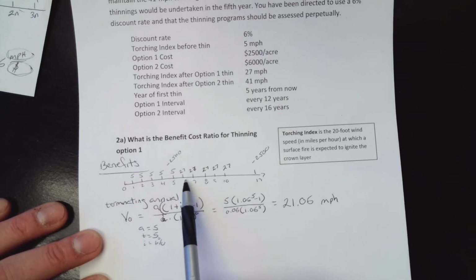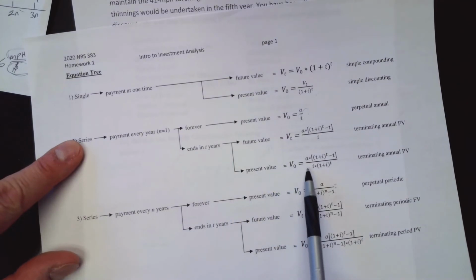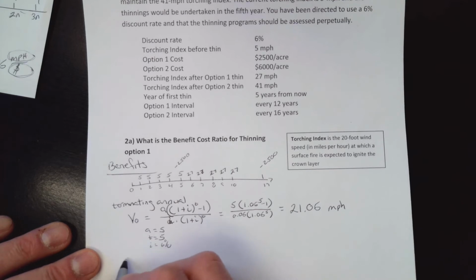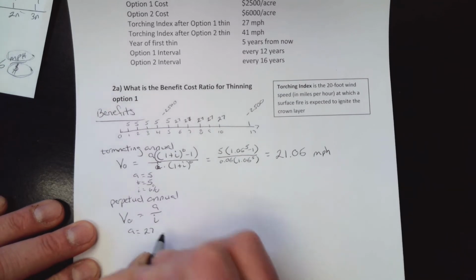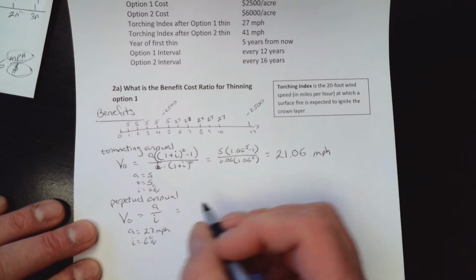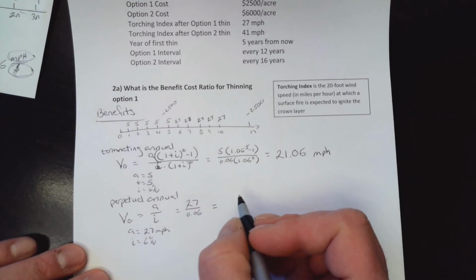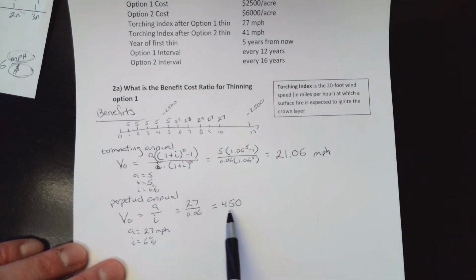Now, from here on out, I have 27s that go on and on and on forever. So, whereas we looked here with it ending in t years and got the present value, this one, we're going to use this one here, where it's a present value that goes on and on and on. Okay, and so this is the perpetual annual. And in that case, it's V0 equals A over i, with our A is going to be the 27 miles per hour, and our i is 6%. So if we plug into that, we have 27 over 0.06, which, if we did it right, should be 450. But now we look at where this 450 occurs.